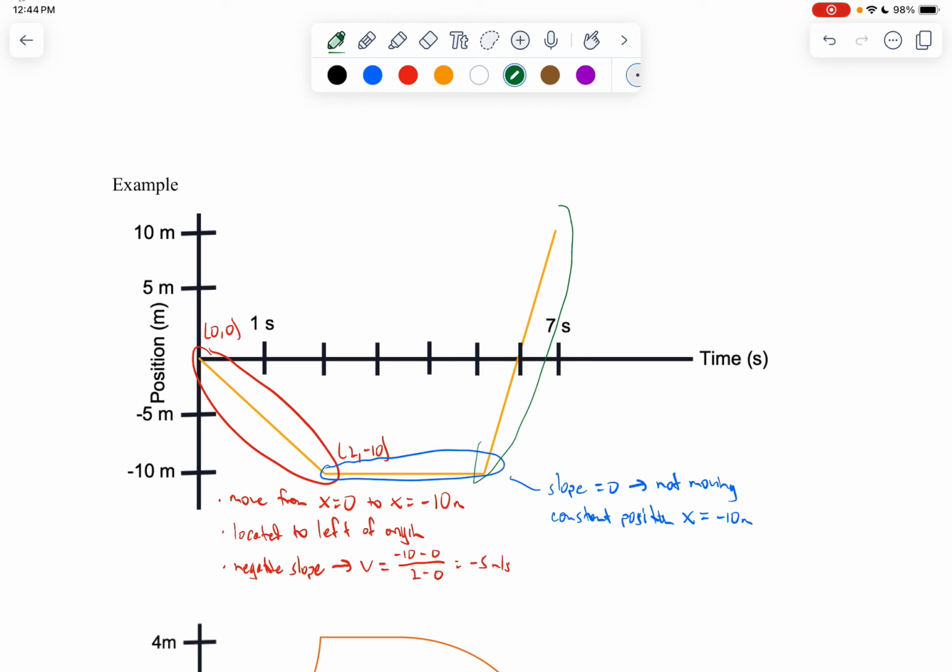For our last region, as we go from 5 seconds up to 7 seconds, what this is showing is our object moving from this position of x equals -10, so this is 10 meters to the left of our origin, to a position of x equals +10 meters. So we're now going to be right of our origin. What this means is that we've moved a total distance of 20 meters over this time frame.